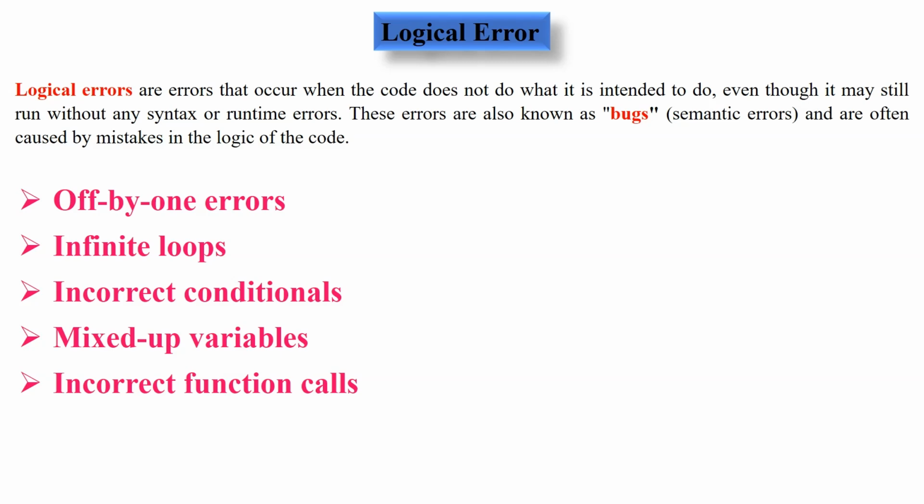Next one is mixed up variables. These occur when the code uses variables incorrectly or assigns values to the wrong variables. For example, if you have 2 variables with similar names, you may accidentally use the wrong variable in your code. Next one is incorrect function calls. These occur when the code calls functions with incorrect parameters or calls the wrong functions altogether. This can result in unexpected behavior and errors.